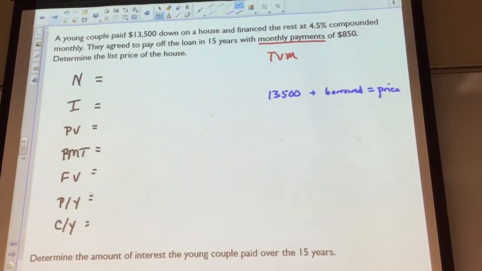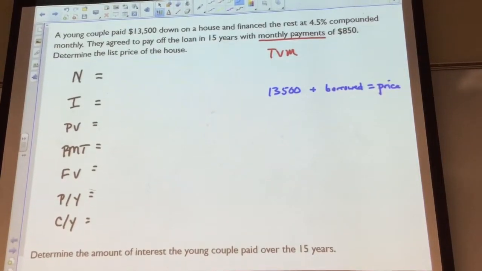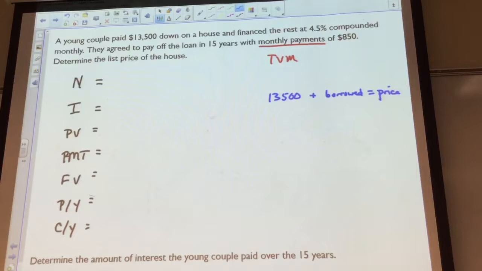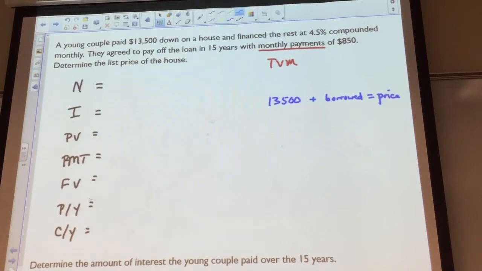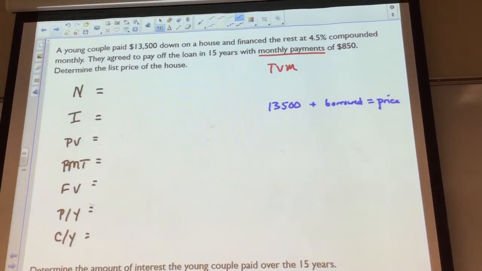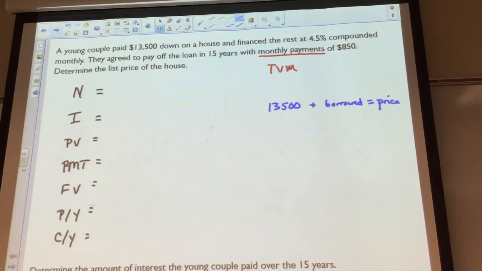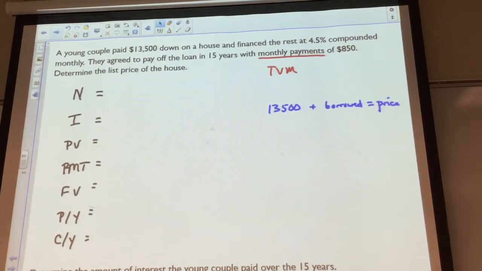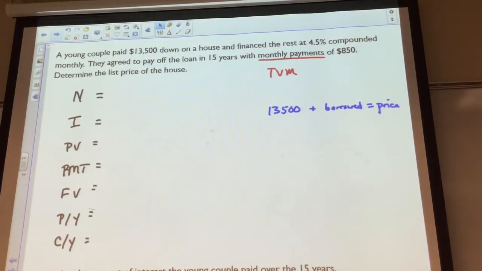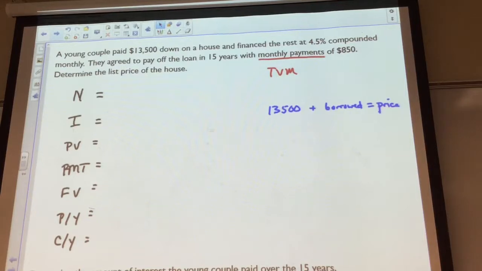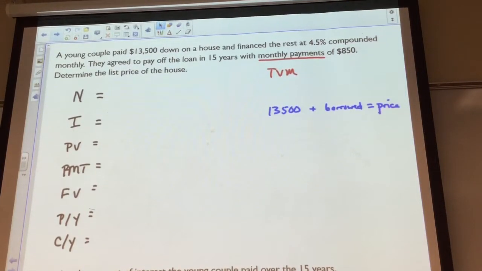It has no place to go in the TVM solver because it is not the present value of their loan. And it surely better not be the future value of their loan. And it's not going to be the amount of payment that they make every month. So there's no place to go in the TVM solver. So start filling in the blanks. Little by little, there's information in there which guides you to the problem. So if the 13.5 is not involved in the TVM solver, what is involved there?